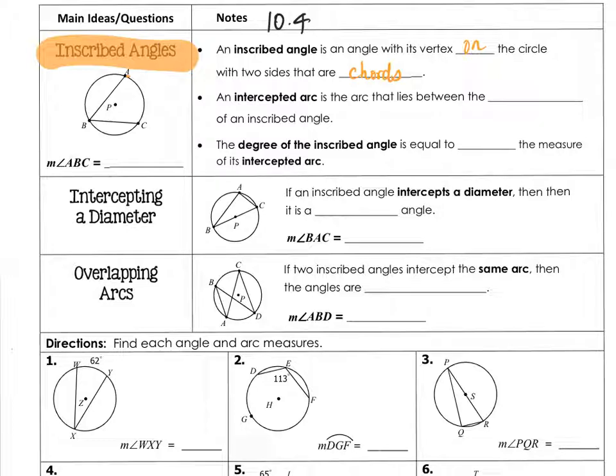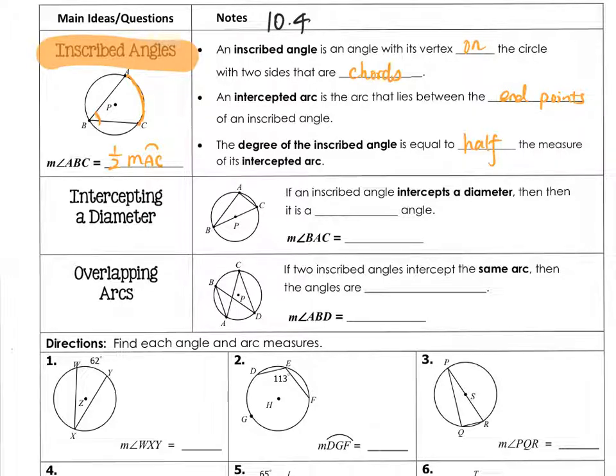In other words, my arc AC, if you look on here, is the intercepted arc, and that lies between the endpoints of an inscribed angle. The degree of the inscribed angle is equal to half the measure of the intercepted arc. In other words, the degree of angle ABC here is half of the measure of the arc AC.